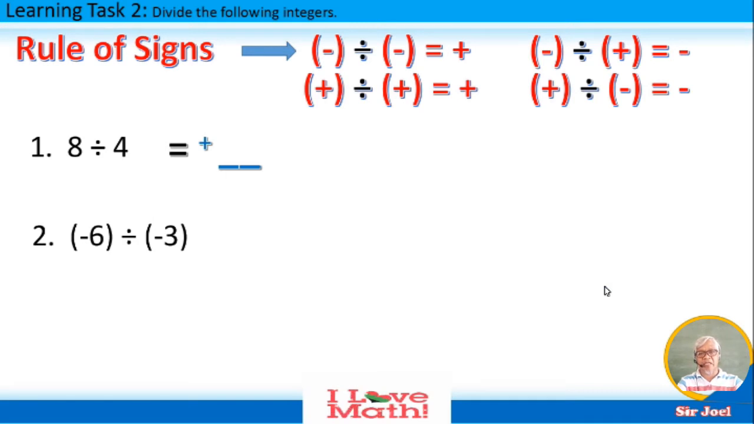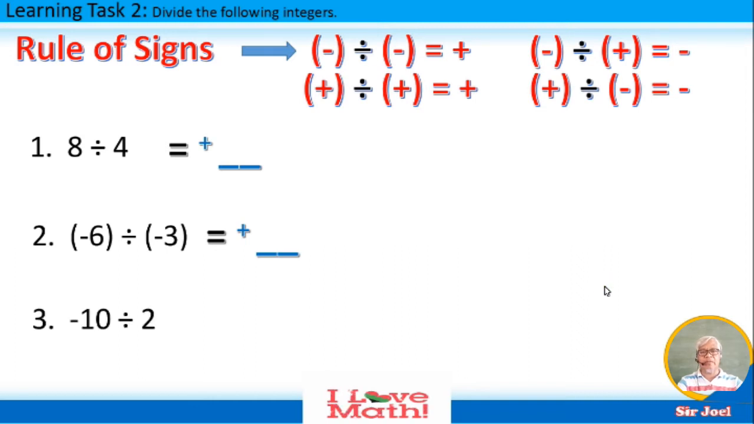Next, number 2, we have negative 6 divided by negative 3. If you look at the given signs, negative divided by negative. And of course, expected that the quotient is positive. Positive what? Ano ba yung sagot sa 6 divided by 3? Or how many groups of 3 are there in 6? So, yun ulit ang magiging kasagutan natin.